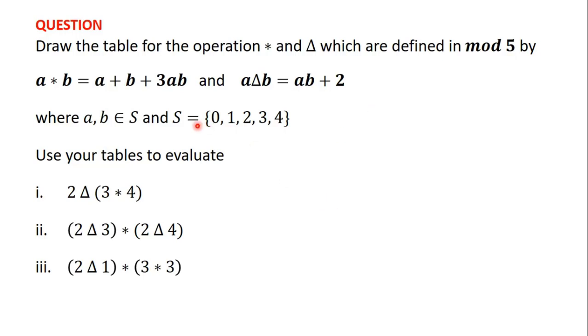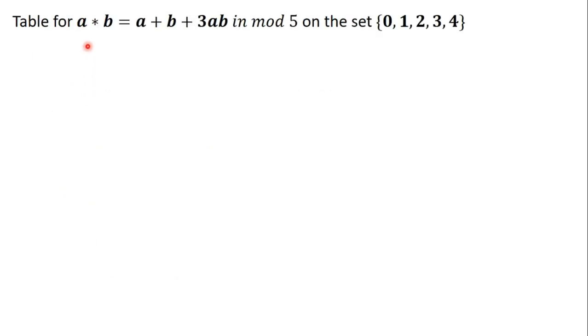After that, we will use the tables to evaluate the following. Let's begin by drawing the table for star. The definition for star is a star b is equal to a plus b plus 3ab in mode 5 on the set S, which is 0, 1, 2, 3, 4. So we have been given a set of values in the question. We are going to use that set of values to draw the table. Remember that we are drawing a table for star in mode 5.